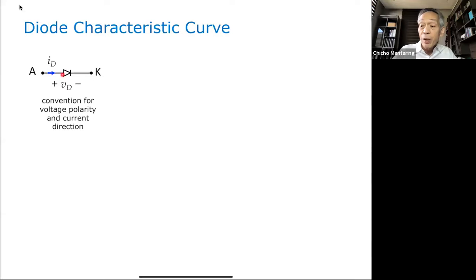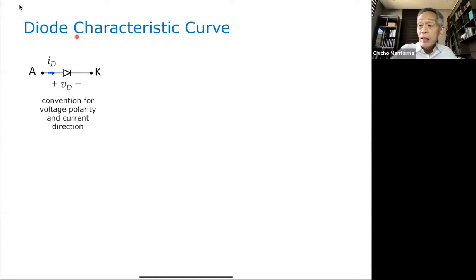So take a look. Plus is on the left, minus is on the right. And the direction of flow, the positive direction of flow, is considered to be the direction from anode to cathode. So I sub D from left to right. So this is convention, for voltage polarity and current direction.